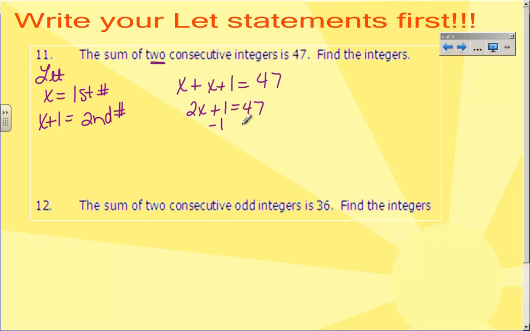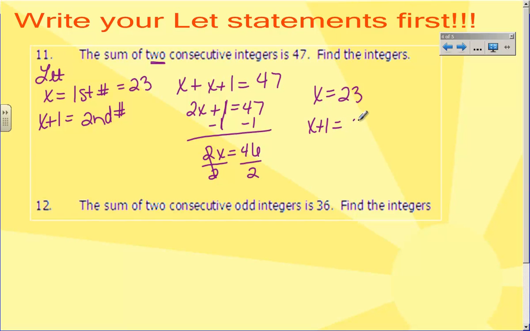So I'm going to subtract 1 from both sides. So I have 2x equals 46. And then when I divide both sides by 2, you should get that x equals 23. Well, that tells me that the first number is 23. Now, there are two ways to do the second half of this problem. Number one, you know they are two consecutive integers. If one of them is 23, the next one needs to be 24. Otherwise, they are not consecutive. Or you can do it algebraically. You know the x is 23, so x plus 1 has to be 23 plus 1, which is 24. So the second number is 24.